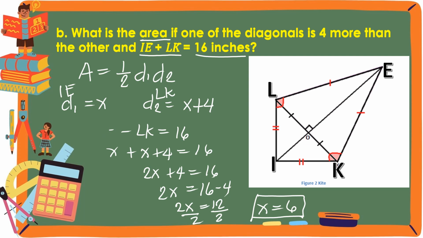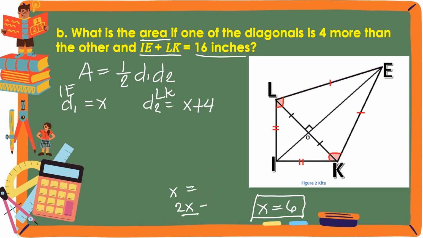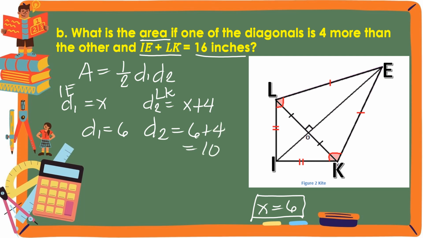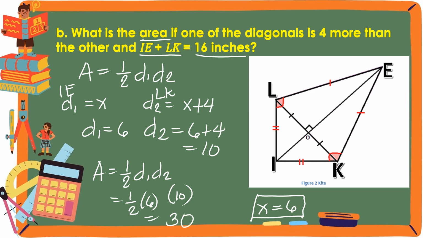Okay, burahin muna natin yung ating given for the space for our area. Para makuha natin yung area. Yan. So D1 ay x. So, siya yung 6. Si D2 ay x plus 4. So, 6 plus 4, siya ay 10. Then, kuhanin natin yung formula ng area, 1/2 ng D1 times D2. So, ang ating D1 ay 6. Ang ating D2 ay 10. So, 6 times 10, 60. Divided by 2 or times 1/2, that is 30. Then, ang unit, inches. So, inches squared. Because we're talking about area.